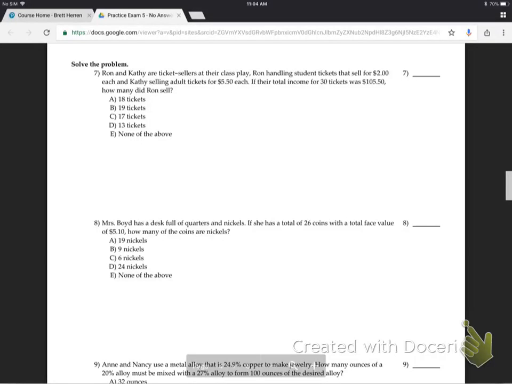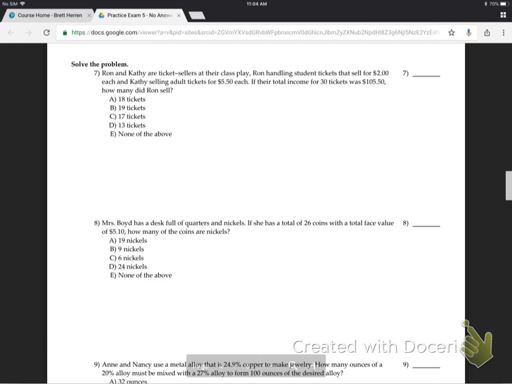Okay, so here we are. Number 7, practice M5, number 7. Ron and Kathy are ticket sellers at their class play. Ron is handling student tickets to sell for $2 each, and Kathy $5.50 each. Total income, 30 tickets, $105.50. How many did Ron sell?